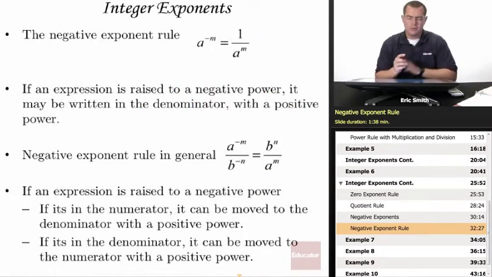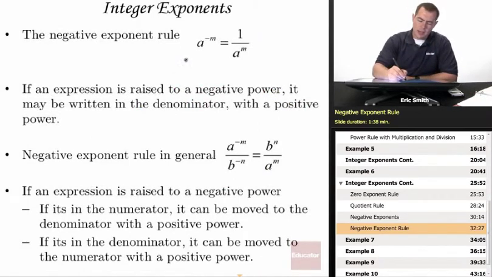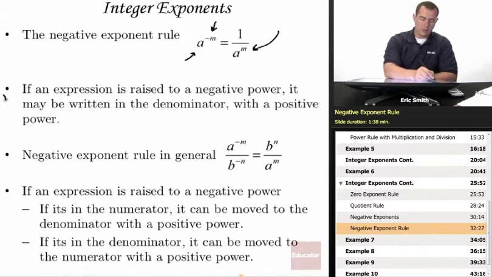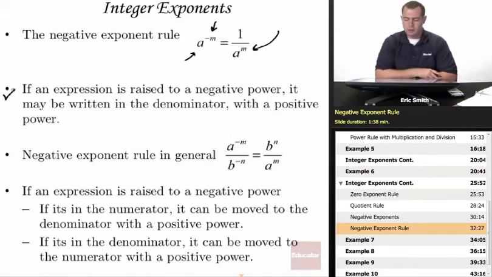So the rule that we've just developed is anytime we have a base raised to a negative exponent, we will put it in the denominator of a fraction, and we will change that exponent to a positive number. Another way to say that is if you have an expression raised to a negative power, it can be rewritten in the denominator with a positive power.